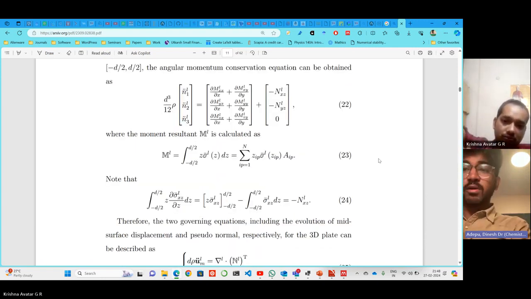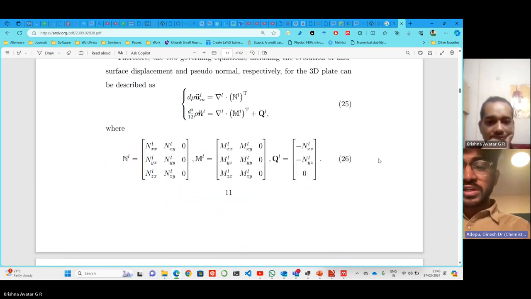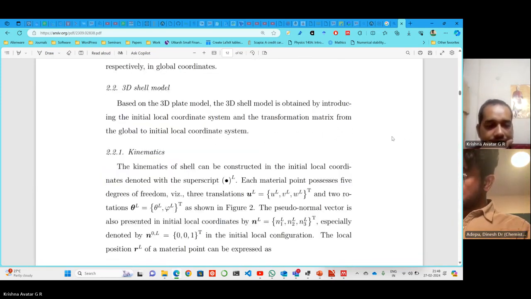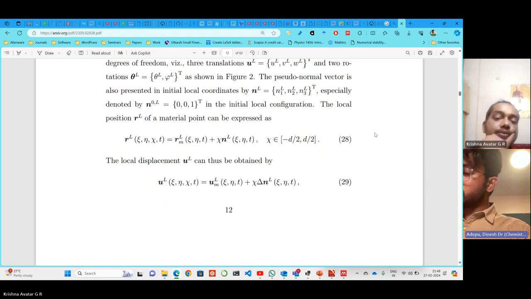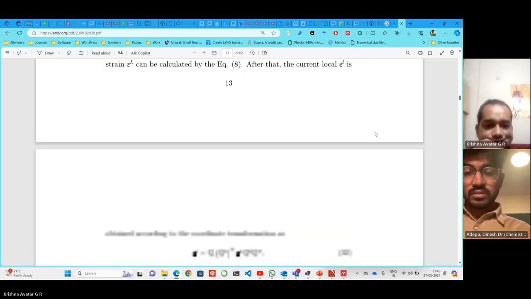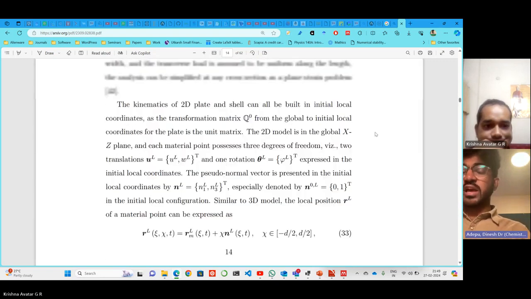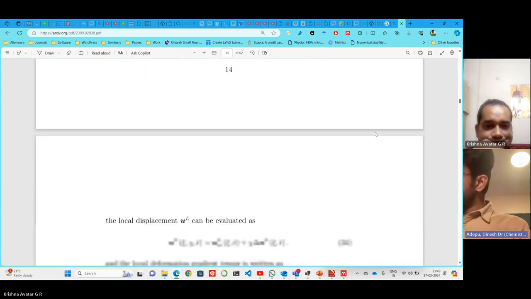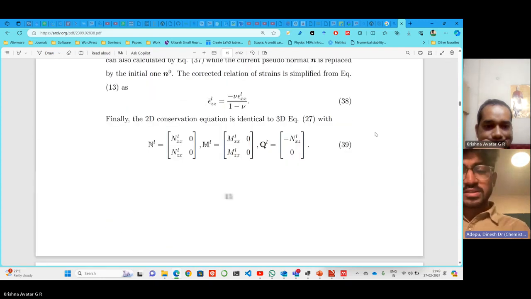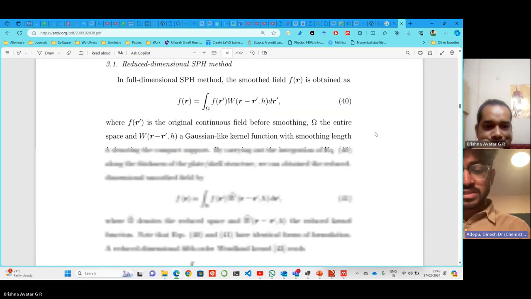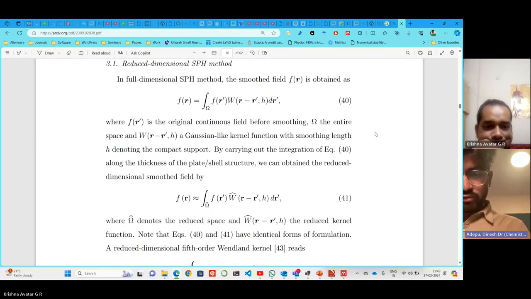2.1 is the plate model. Now the next section, 2.2, is the 3D shell model. Same thing repeated. Then 2.3 is the 2D plate shell model. So these are the equations we have. Then I know SPH, no. Then he's just talking about SPH, how we will describe this using SPH. It's tough. I can see it is tough. It has a lot of mathematics, but careful implementation can work.